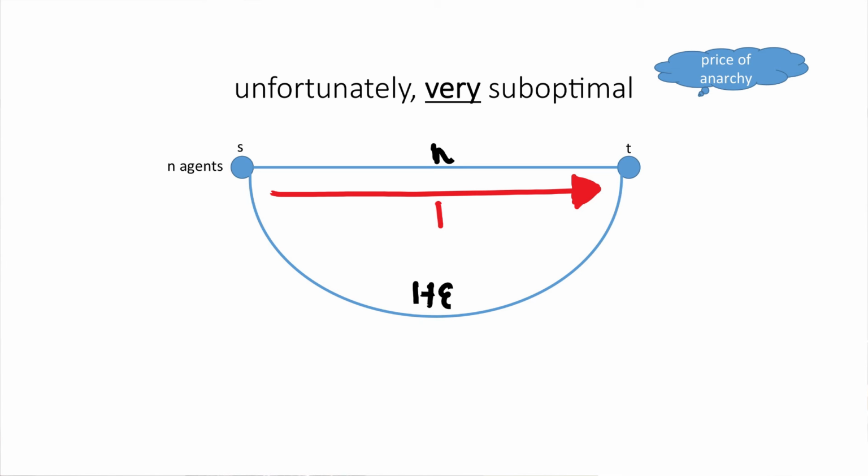But the problem is, the best solution of course is for all of them to use the cheap edge. So, the solution that is at equilibrium is in fact a factor n away from the best routing solution that you can come up with in this graph. Okay. So, the cost of selfishness here, usually called the price of anarchy, is about n.